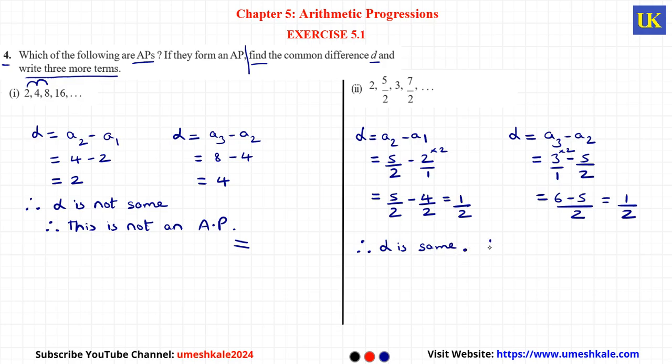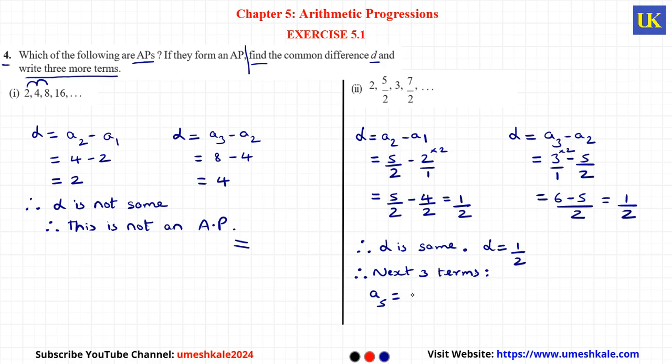They have asked us to write the value of D. So D is equal to 1 by 2, and we have to write the next three terms. So therefore, next three terms. A1, A2, A3, A4 they have given. So A5, A6 and A7 is what we will find out.